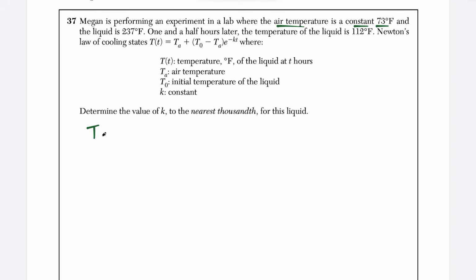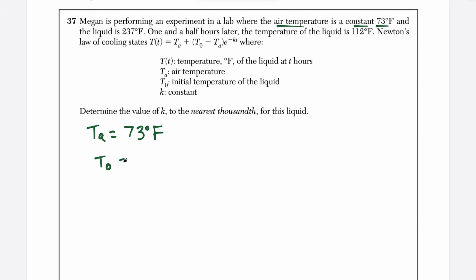So we're going to say T sub A is equal to 73 degrees Fahrenheit. I'm just going to define all the variables in the question, and then I'm going to plug them into the Newton's law of cooling formula. Next we have the liquid at 237 degrees Fahrenheit. That's going to be the initial temperature of the liquid, so that's T sub naught, or T sub 0, whatever you want to call it.